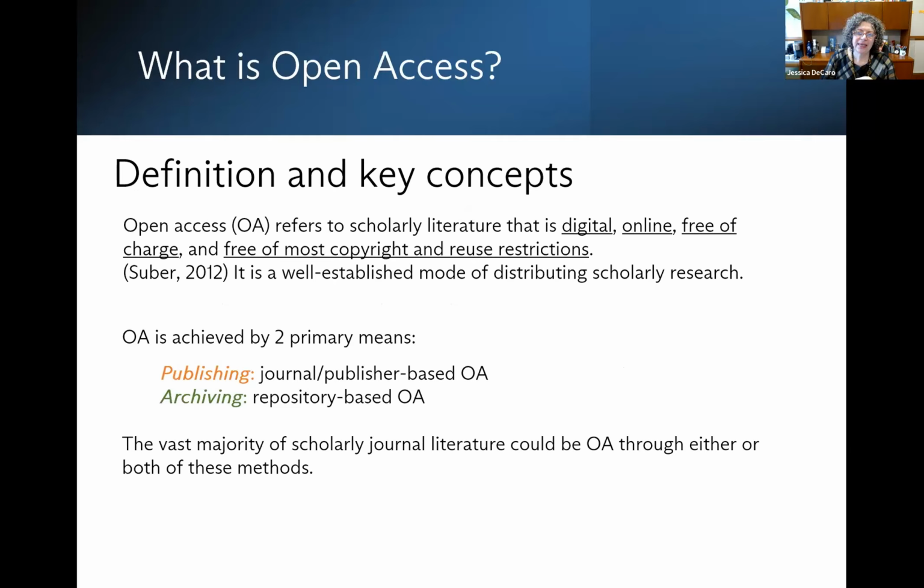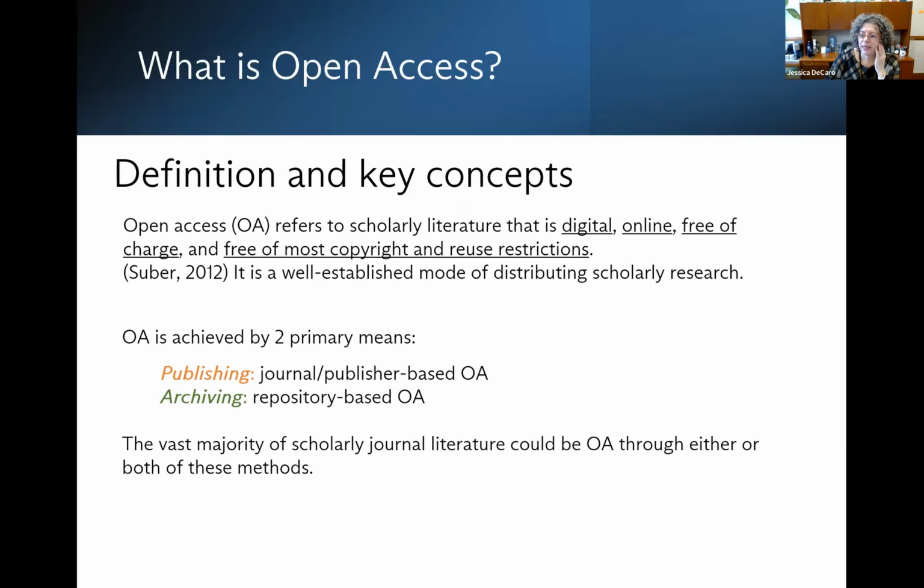So what is the definition and the key concepts? OA, or open access, refers to scholarly literature that is digital, online, free of charge, and free of most copyright and reuse restrictions. It's well established as a mode of distributing scholarly research. But today, it means that it's really freely available to anyone. That's why librarians and libraries really like it as much as we do. It refers specifically to the scholarly literature, and it is seen as an intervention to remove a cost barrier to access and ideally enable broad reuse to the world.